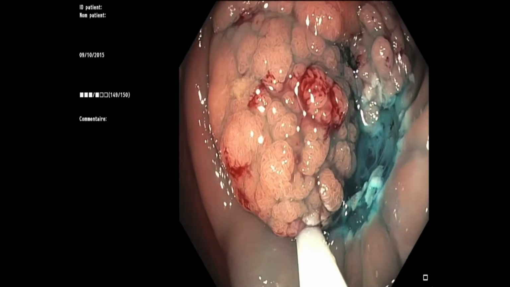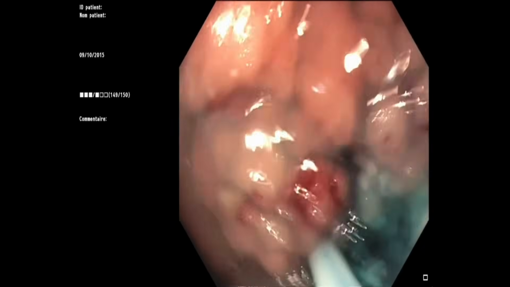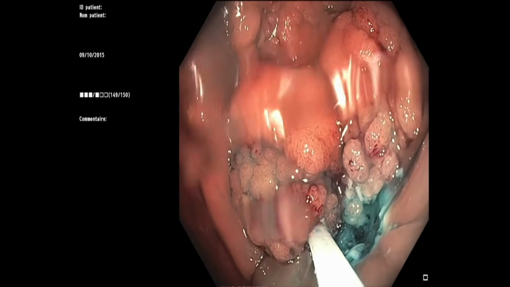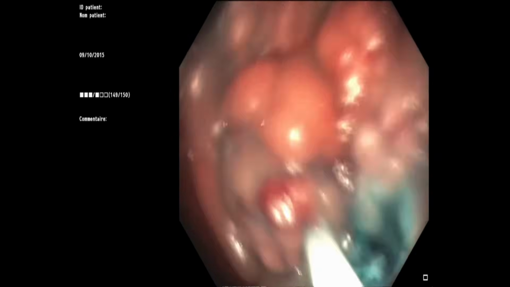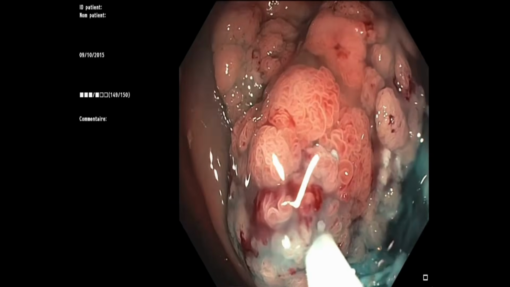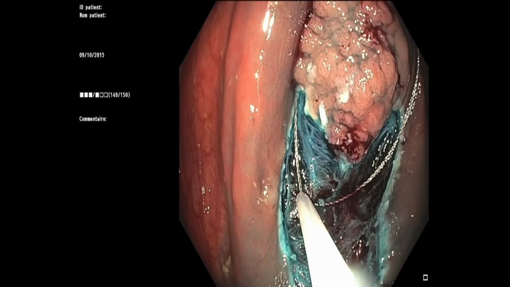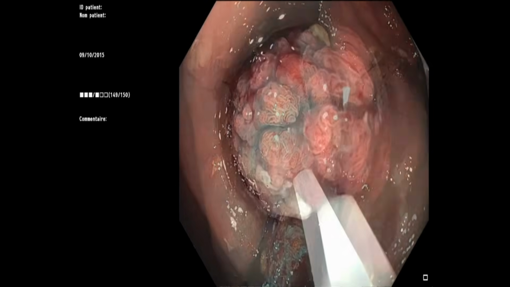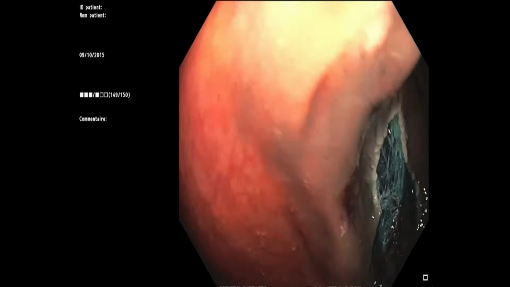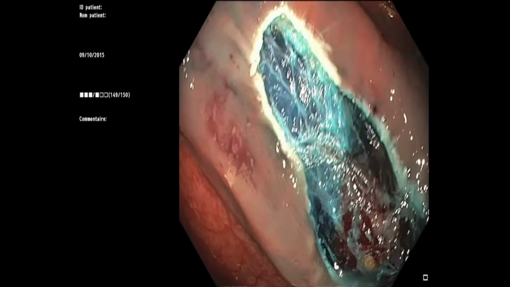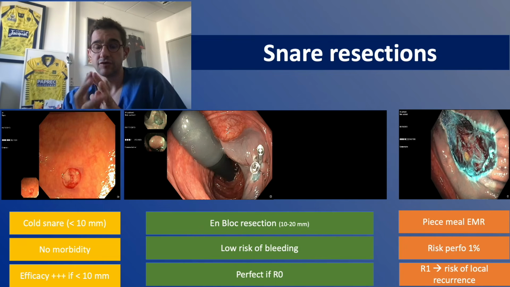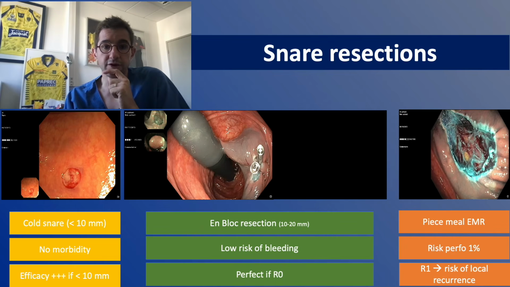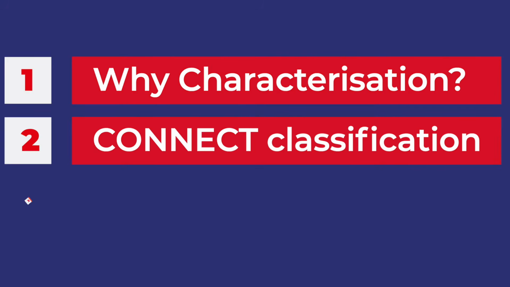So we don't want to take very large pieces, but we try to reduce the number, which could reduce also the number of recurrences. And after the resection, it is now recommended to do a thermal ablation of the margin. And whatever the technique of thermal ablation used, the risk of recurrence is low but not null, and therefore the early follow-up is recommended at 6 months after a piecemeal EMR evaluation.